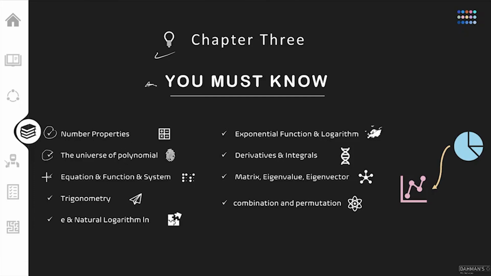Then we're going to be looking at the universe of polynomials, and then equation, function, system, trigonometry from the geometry perspective, also the irrational number and its natural logarithm, exponential function and logarithm, also derivatives and integrals, matrix with the property of eigenvalues and eigenvectors, finally combination and permutation. Let's go ahead and start with the number properties.